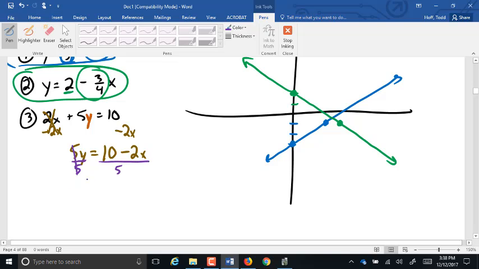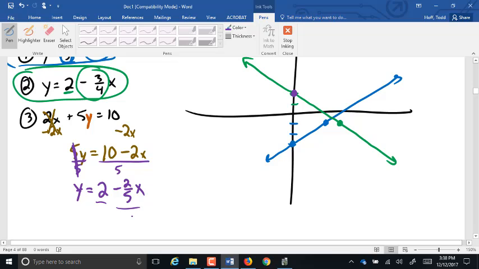Remember, when we multiply or divide, we have to do it to every term on both sides. So on the left side, it cancels out the 5, leaving us with y. On the right side, we do 10 divided by 5, which is 2, but we also have to do -2x divided by 5, which is -2/5x. Where do we start on that one? At 2, right there.